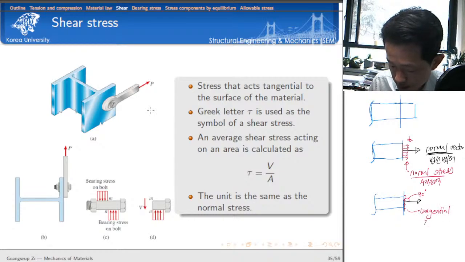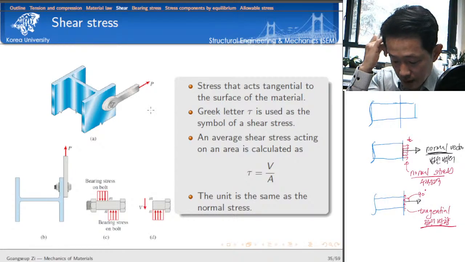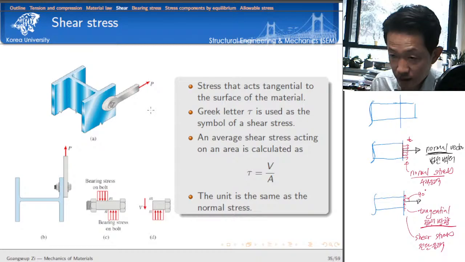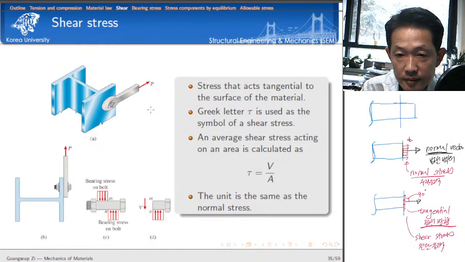Tangential means 접선. Okay, 접선 방향. This is the tangential direction. Then we call it shear stress. The shear stress in 우리말 is 전단응력. Okay, 전단응력. Is it clear?